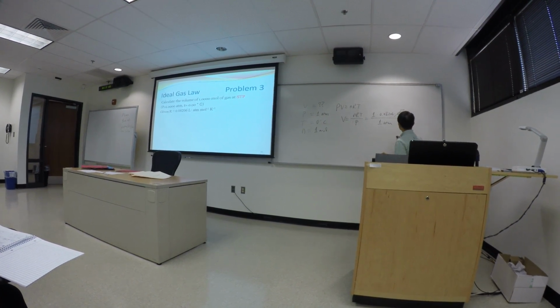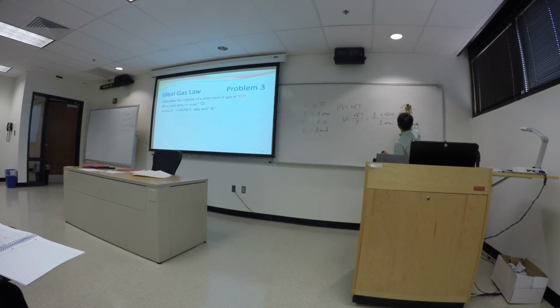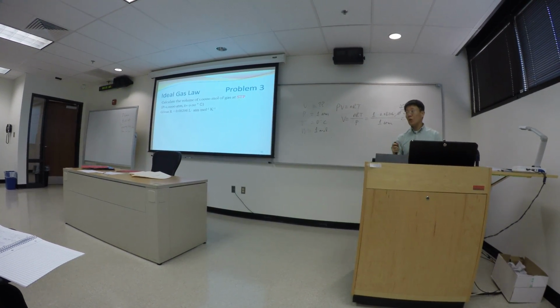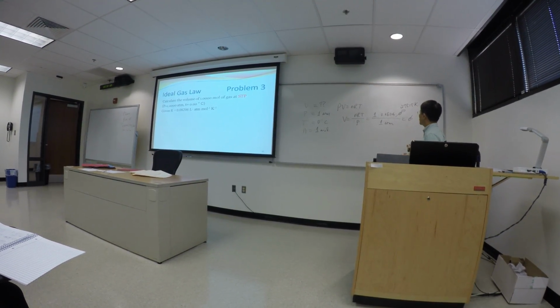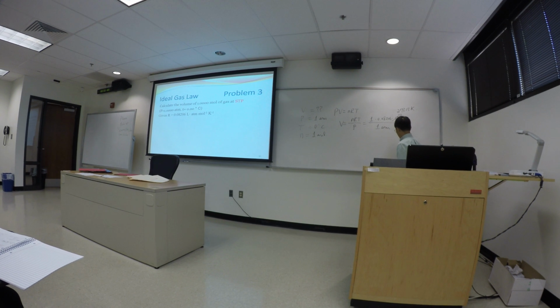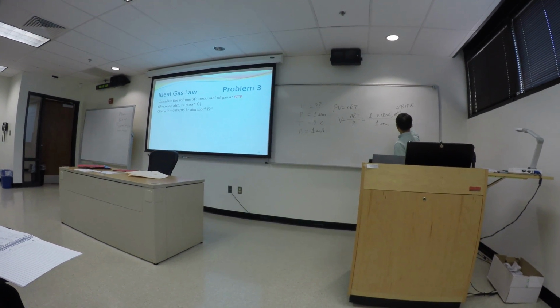So I made a mistake on the board there. And this is 273.15 Kelvin. You have to convert it into Kelvin. So you have 1 mole of gas, gas constant, temperature 273.15, 1 atm. This number is a very important number that we need you to remember.